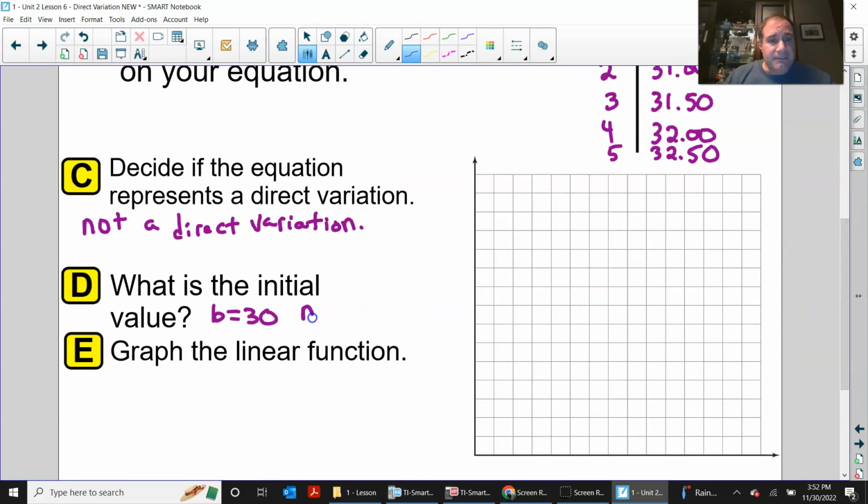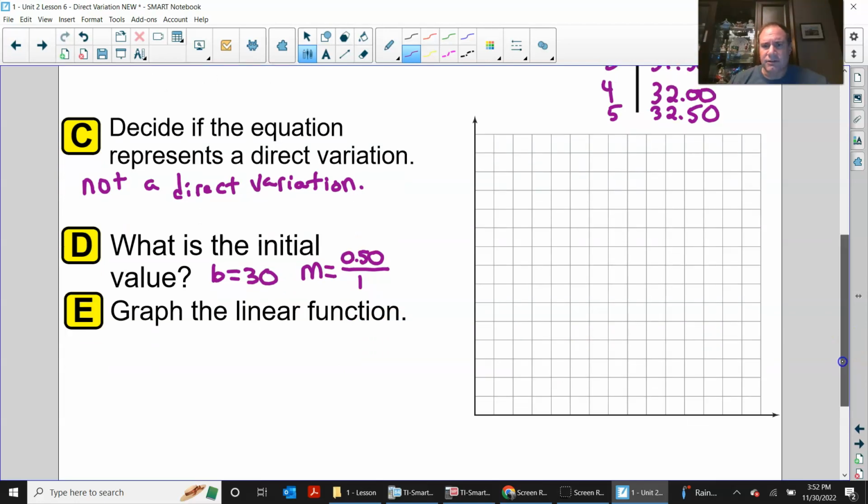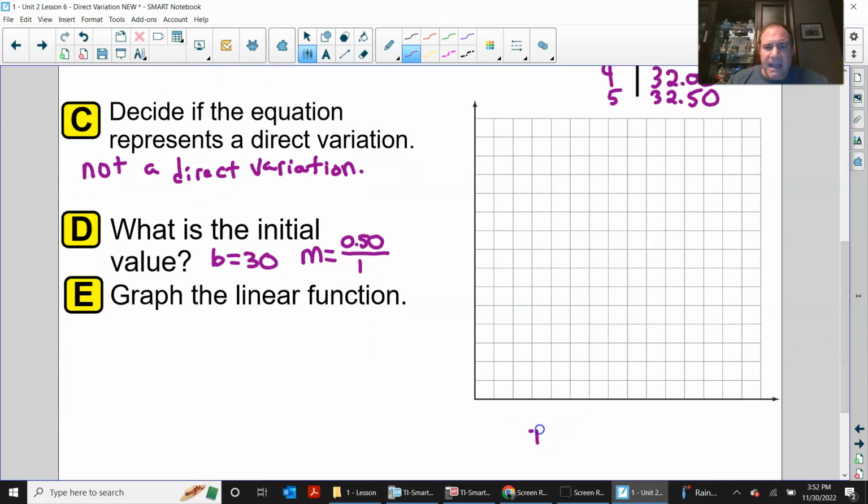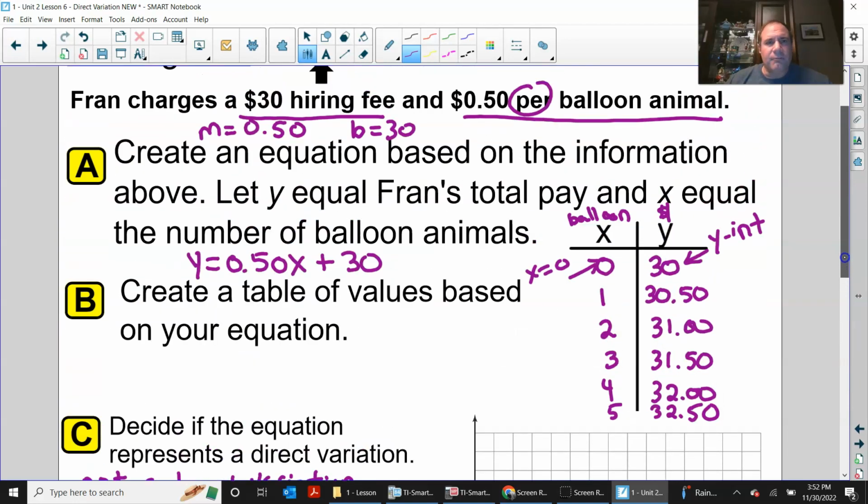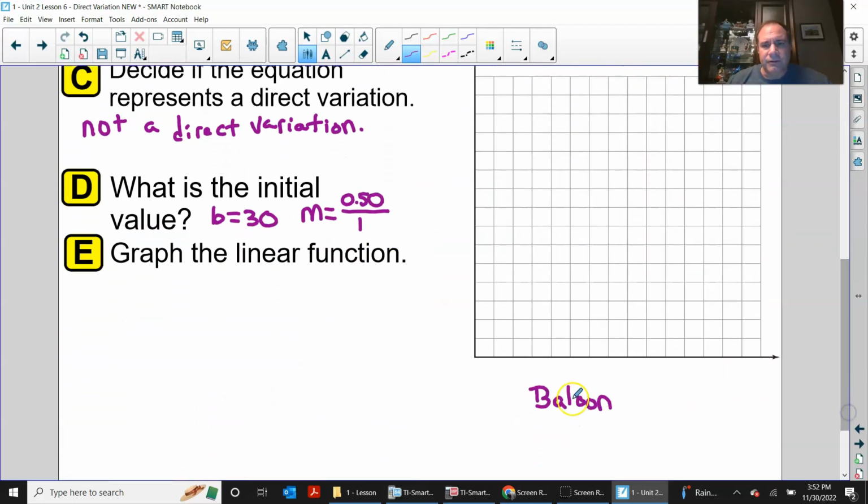The M, I'm just going to put the M, is 0.50. Right? So, and really it should be over 1. But that's kind of a strange thing to graph. But let's go ahead and see if we could do this. So the X is usually time. But we're going to put balloon animals.